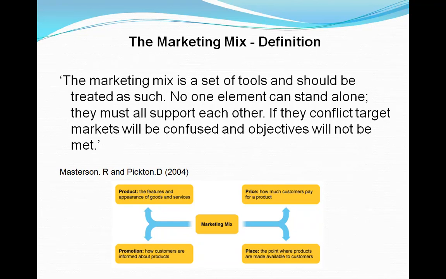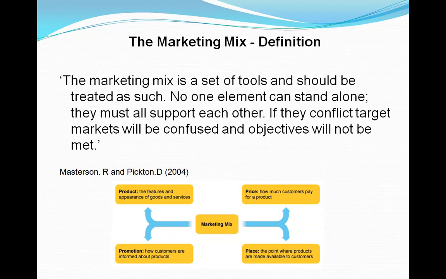The price obviously is how much the customer is going to pay for the product and might be willing to pay for the product as well. The place is the point where products are made available to customers. So is it the shop? Where is the shop? What does it look like? Stuff like that. And then the promotion is how customers are informed about the product.